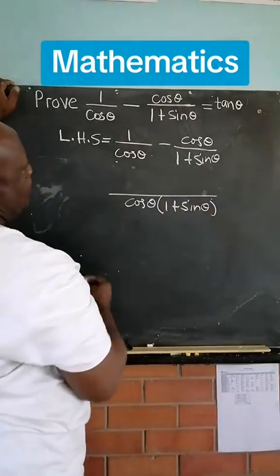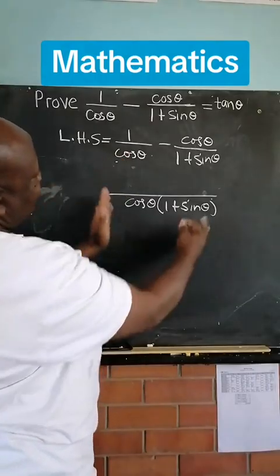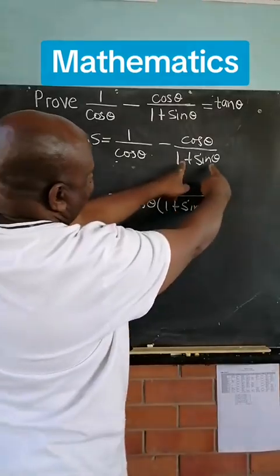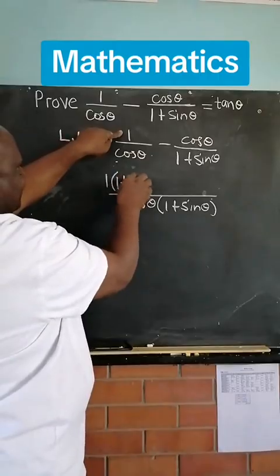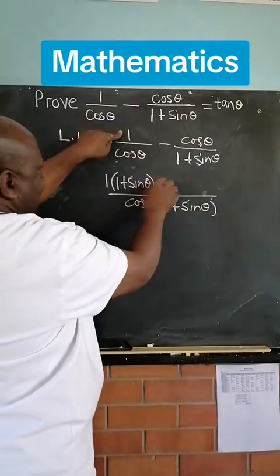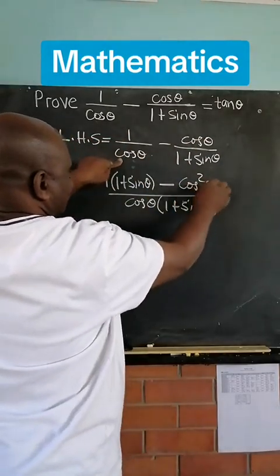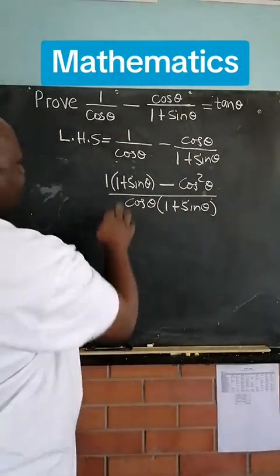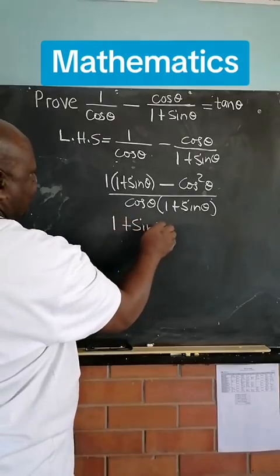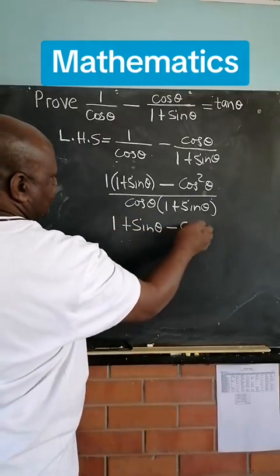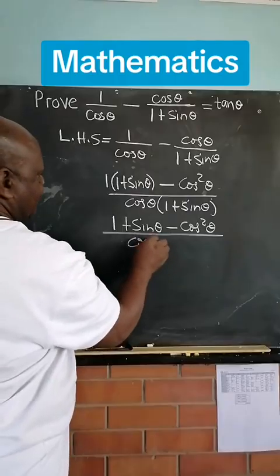Now, we then divide cos theta into the whole thing, or we can just say this multiplied by that. We are going to have 1 open 1 plus sine theta, and then minus, then this multiplied by that. This gives us cos squared theta. We remove the brackets, we have 1 plus sine theta minus cos squared theta all over cos theta open 1 plus sine theta.